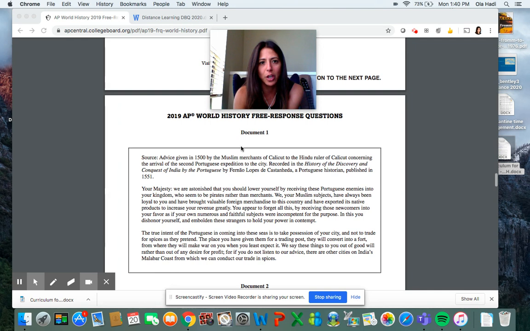And then you'll have the documents. So let's just do one document together. Document 1. So it says, source, advice given in 1500 by the Muslim merchants of Calicut to the Hindu ruler of Calicut concerning the arrival of the second Portuguese expedition to the city. So this is from a Muslim perspective. It's from a Muslim merchant perspective.